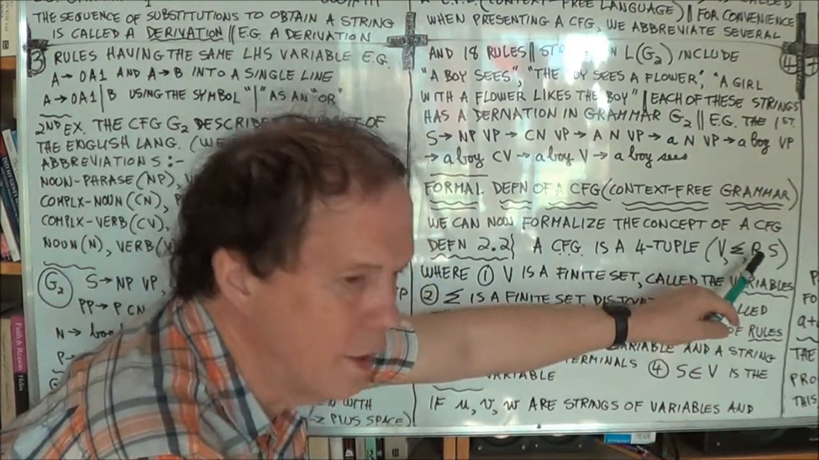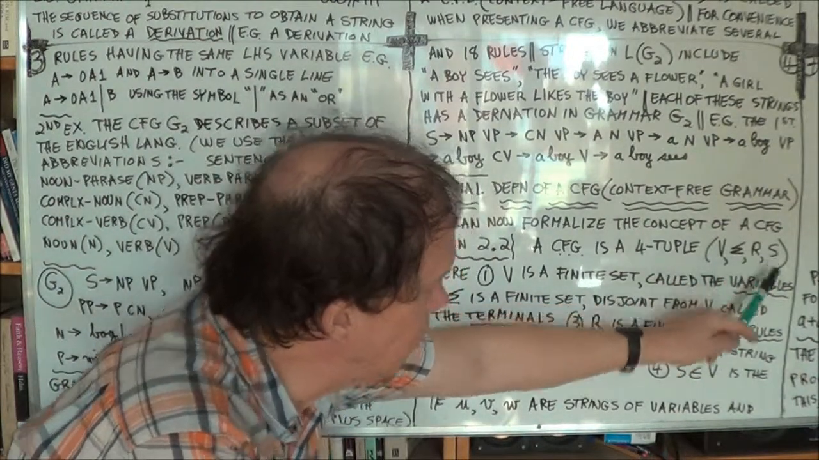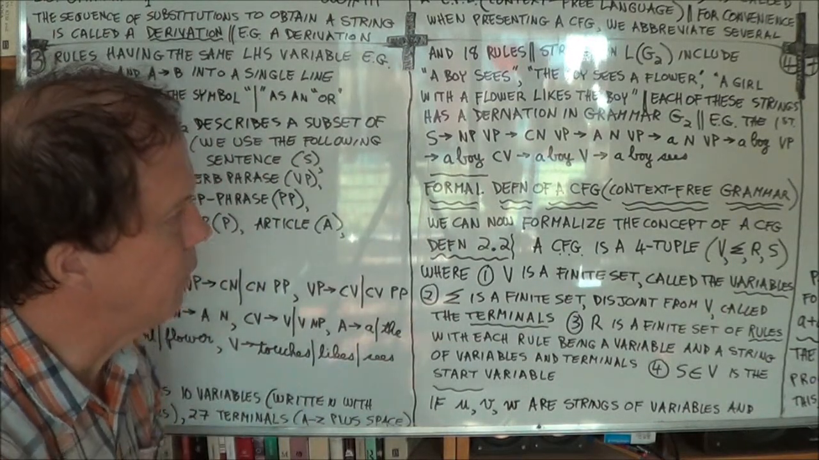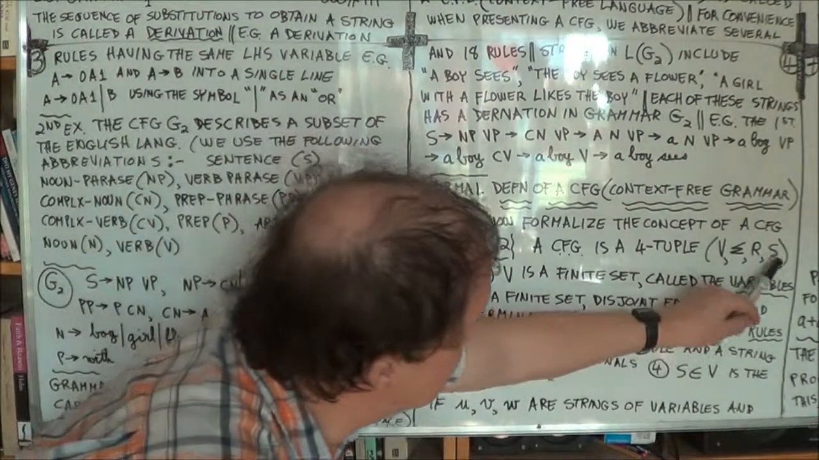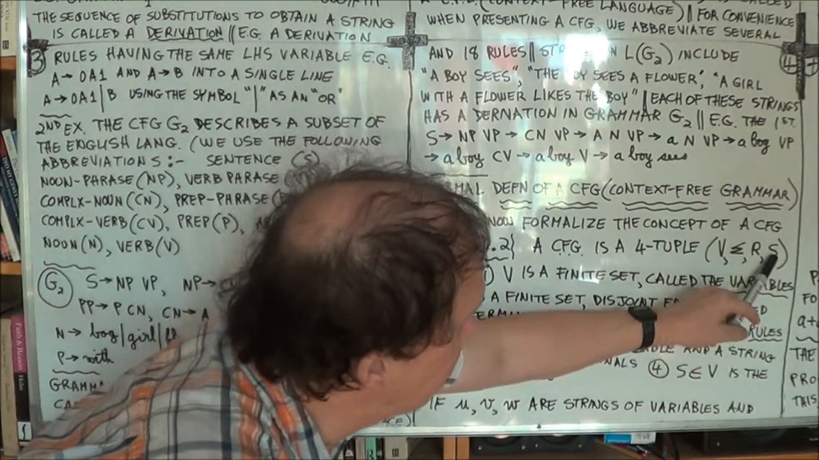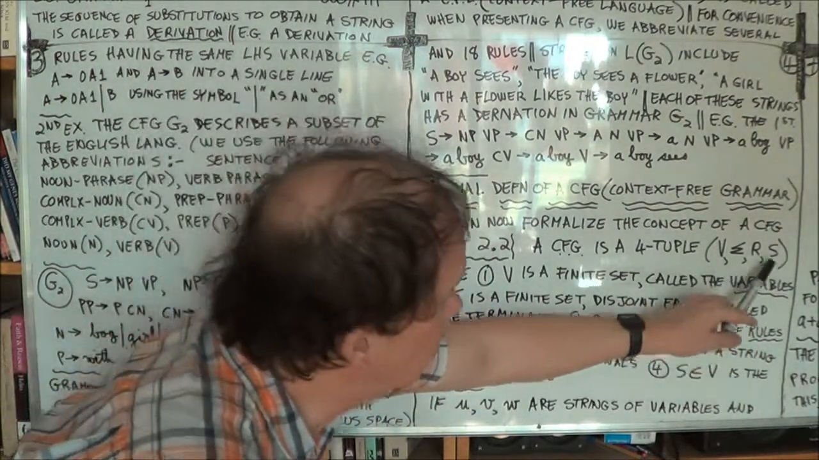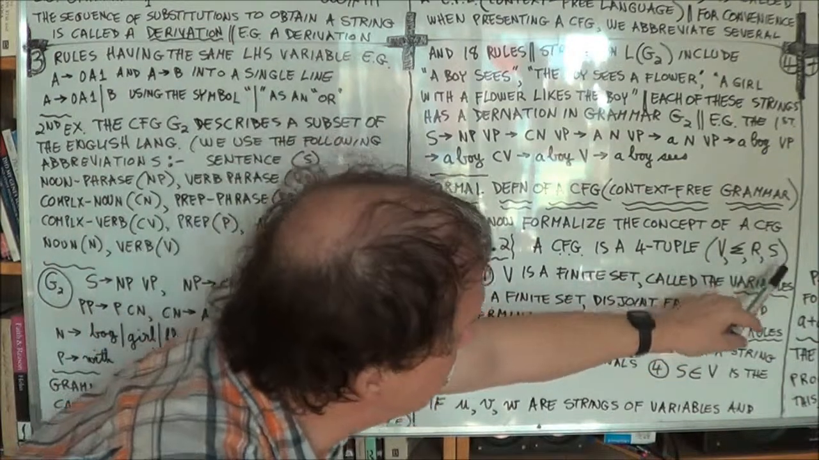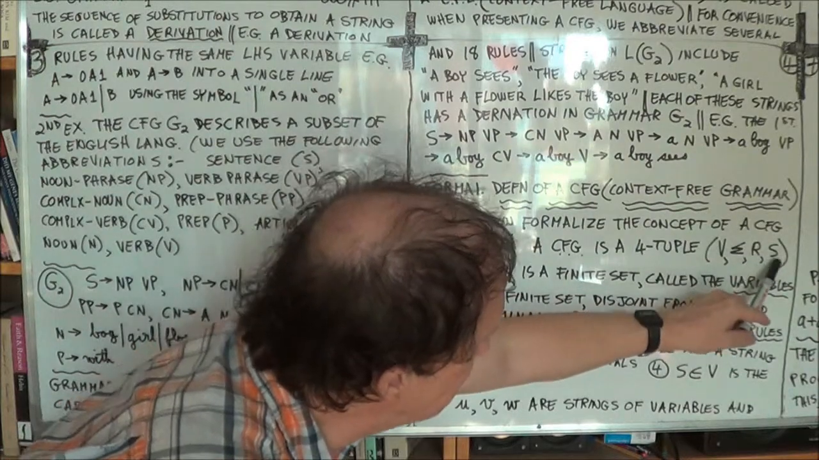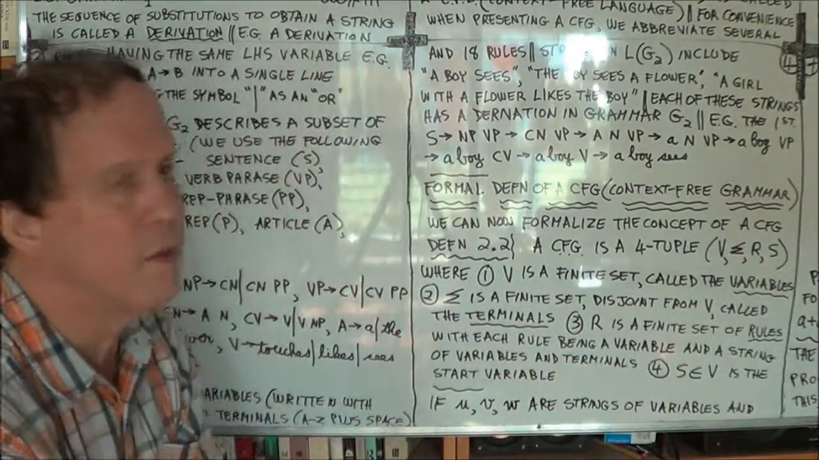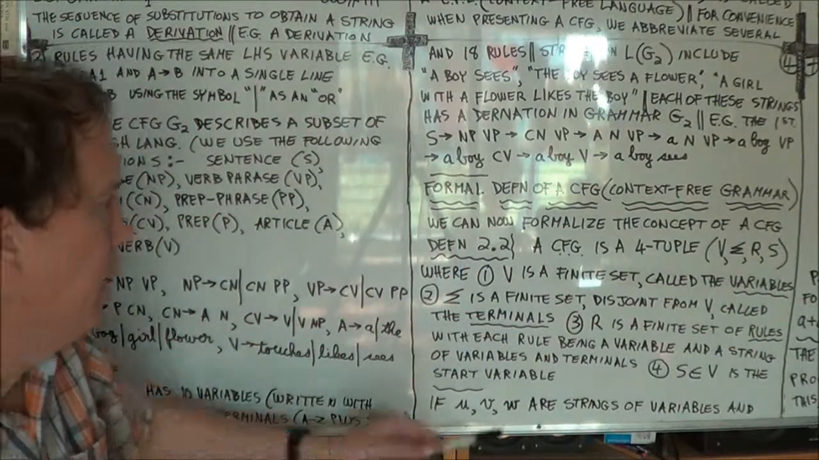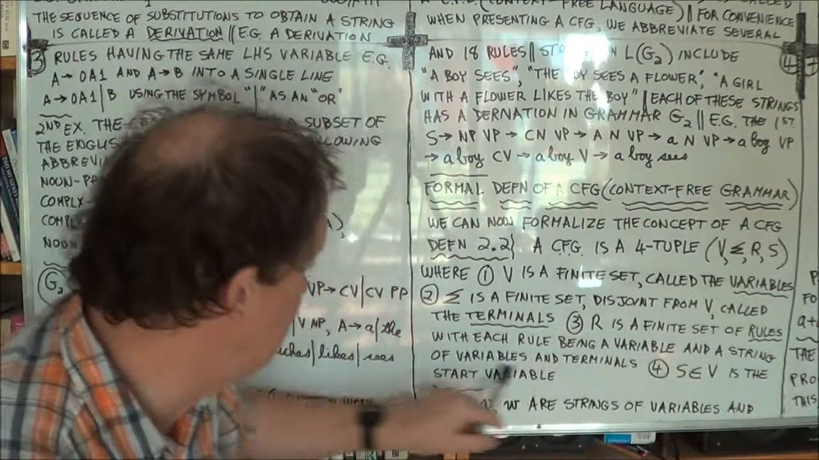Now capital R, obviously, is a set of rules, your substitution rules. And capital S is the start variable. So this symbol here, which is a variable, will be one of the members of your V. Now V is a set. That's a set. That's a set. This is not a set. It's just a variable. So this is a member of V. Okay. So R is your finite set of rules.